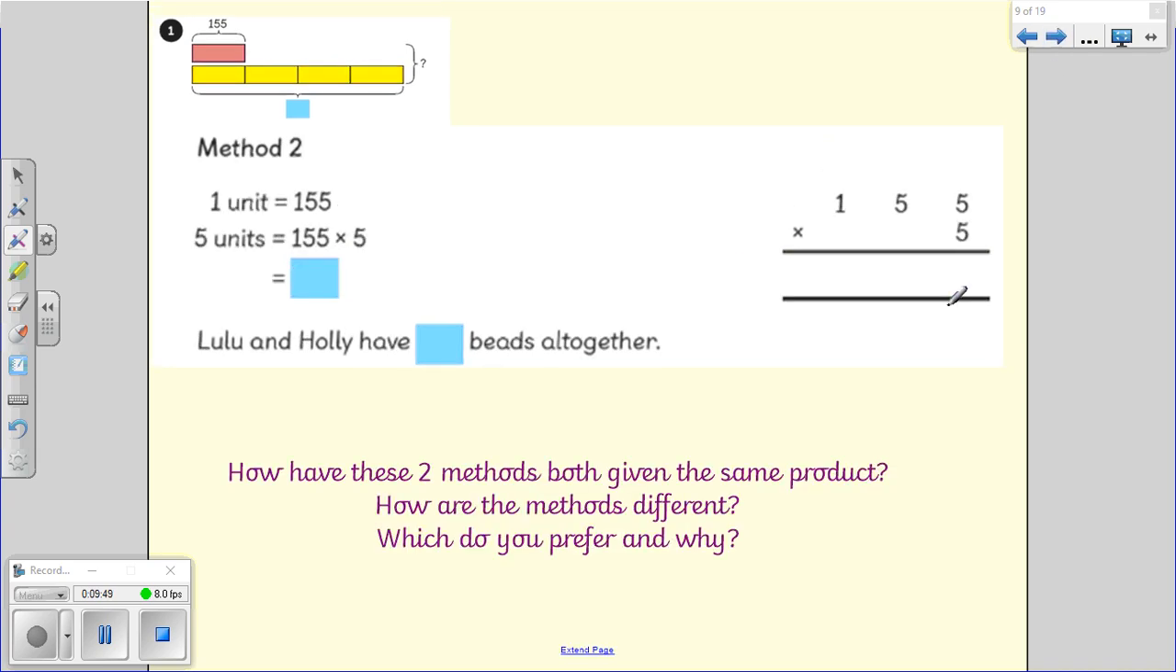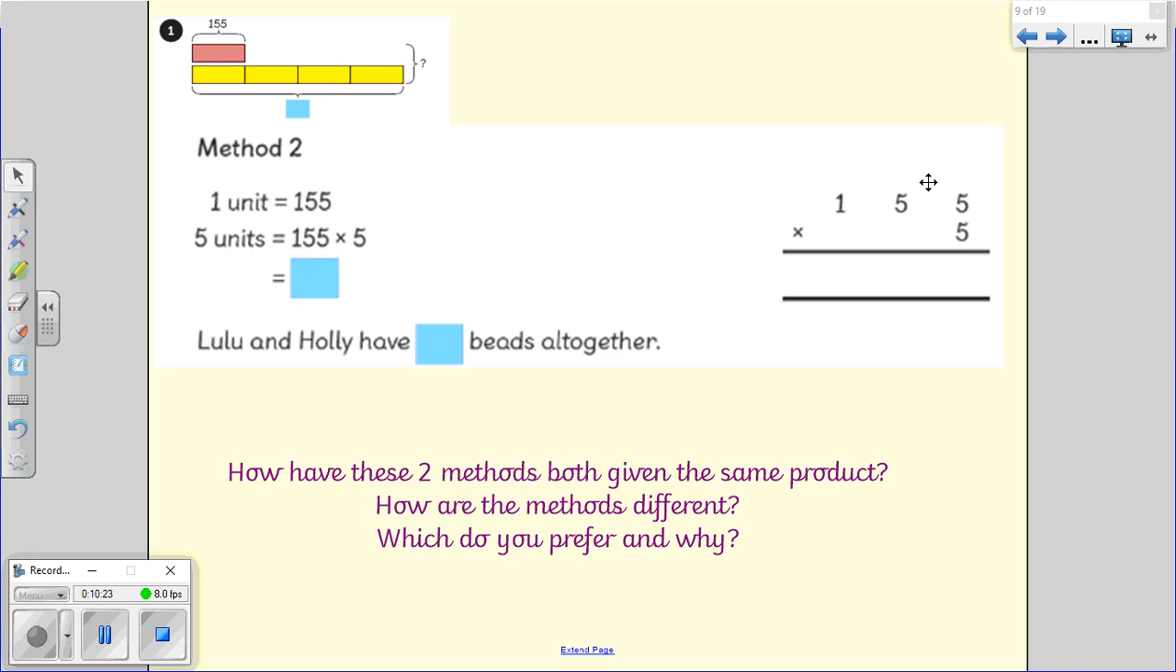There is also a different method that we could use to solve this problem. So I want you to have a look at this method before we have a go at working it out, and think about how these methods are different. So what is happening here? How is this different to the previous method? So just pause the video for a moment, have a think, have a go at working out this method instead. Do we get the same product, the same answer?